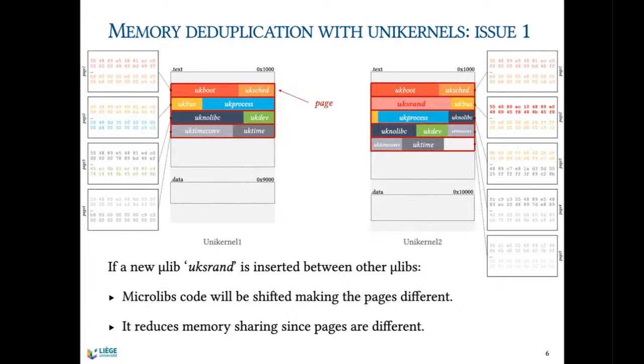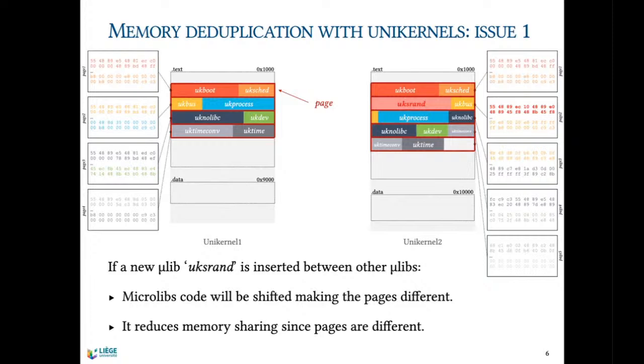In this scenario, having a new microlib on the second instance introduces a first issue. As the build system does not have a global overview of all the microlibs used by the different instances, the new microlib, UK front, will be placed between two other ones, but only on the second instance. This insertion will shift all the microlib code across different pages, and thus decrease memory sharing, since some pages will no longer be identical.